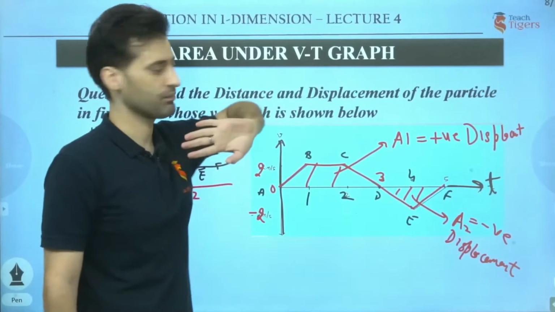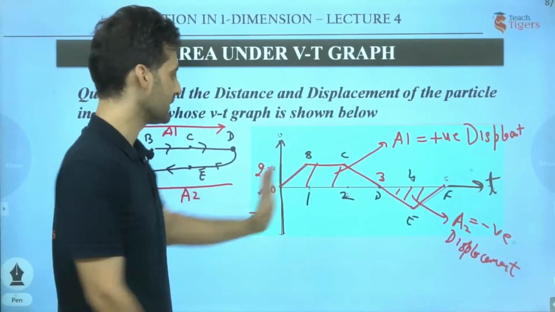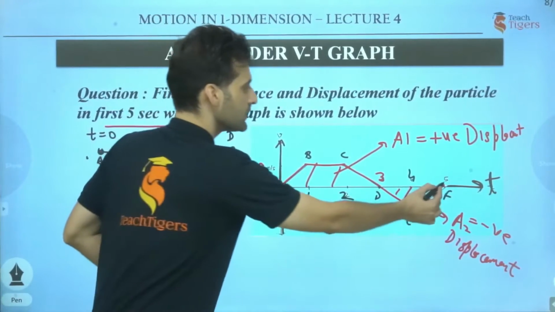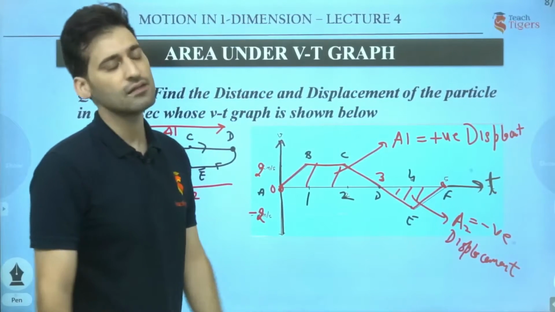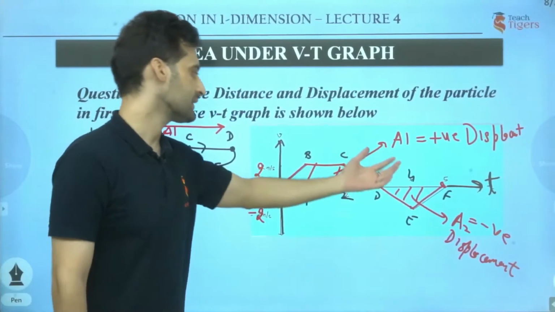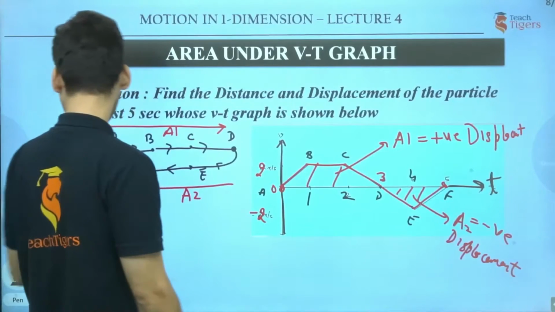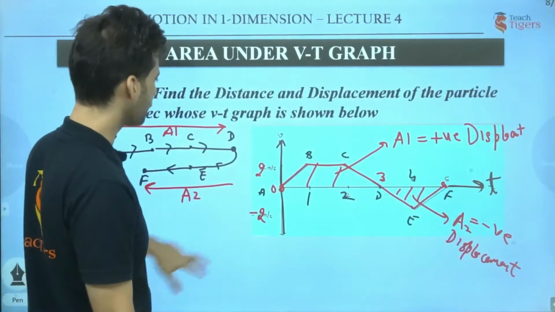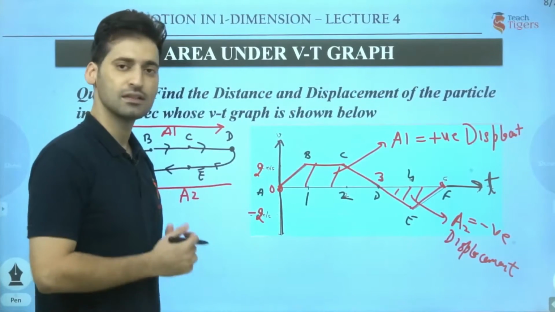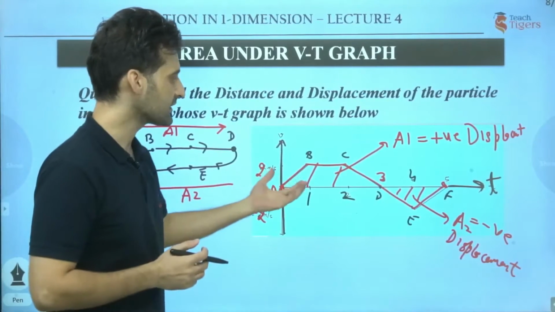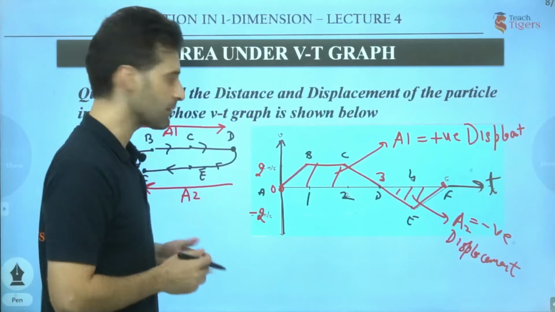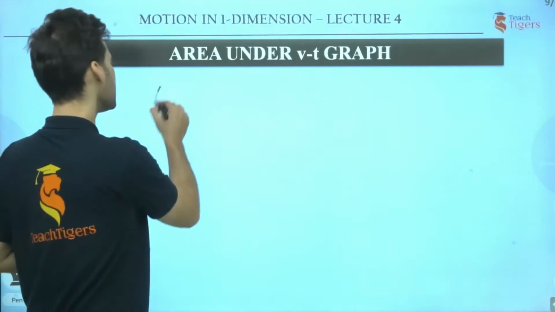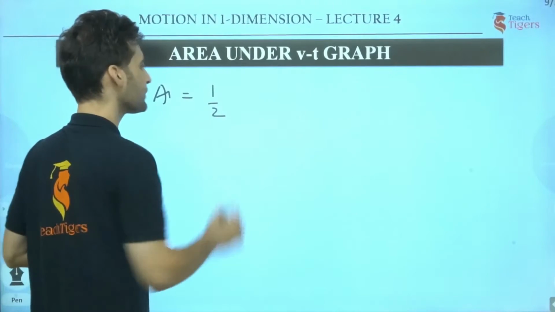Now, it's asking me to calculate the distance and displacement of the particle from 0 to 5 seconds. From this point to this point. So how can I get it? Very simple. I just get these areas over here. So let's calculate them. Now you see what is the shape of this thing. This is basically a trapezium. So what is the area of a trapezium? I can say A1 is the area of a trapezium. So first of all, let's calculate.